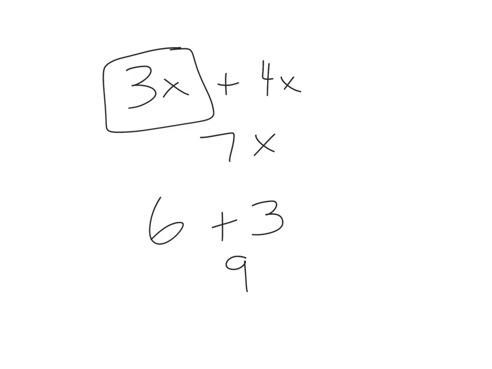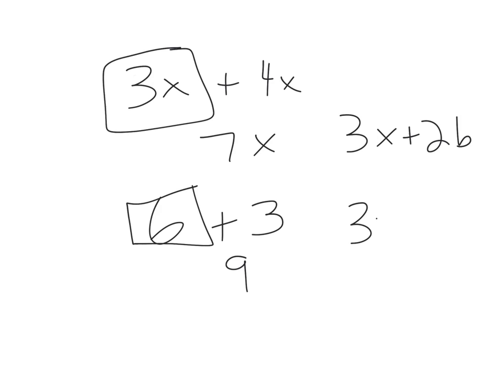So a number with a variable is not a like term with this, okay? So you can't combine those together. You can only combine x's with x's. You could not do something like this, 3x plus 2b. Those are not the same, okay? You could have like terms, like 3x plus 2x. That would work. That would be 5x, okay?